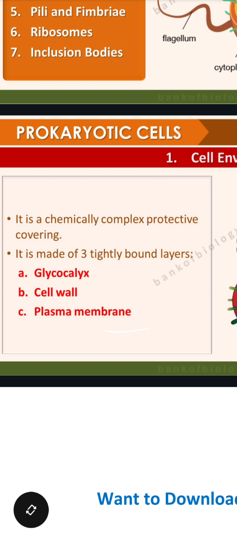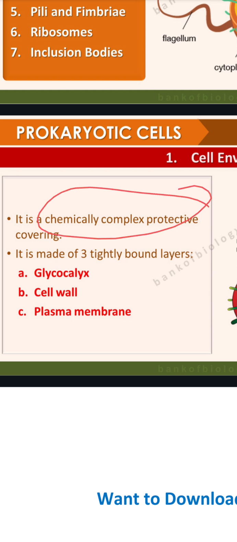It is chemically complex and a protective layer. Complex means it has various components. It is made up of chemicals, mainly proteins, and it is a protective layer. It protects the cell. It is made up of three layers, as we learned. If we come from up to down: glycocalyx, cell wall, and plasma membrane.